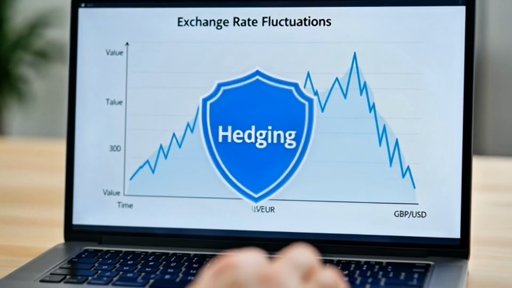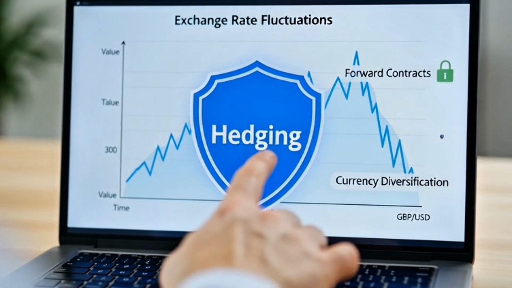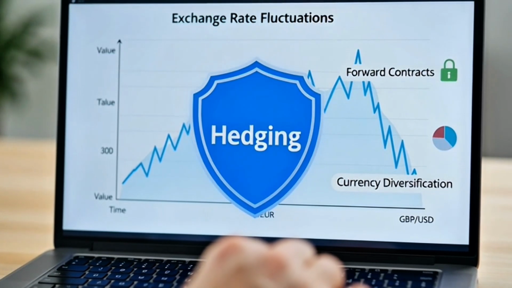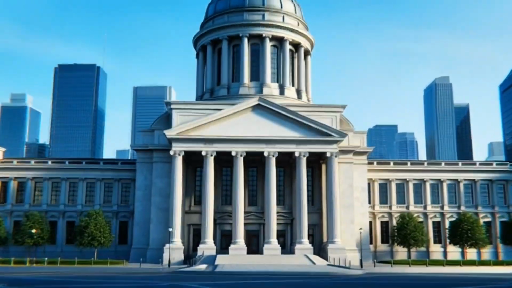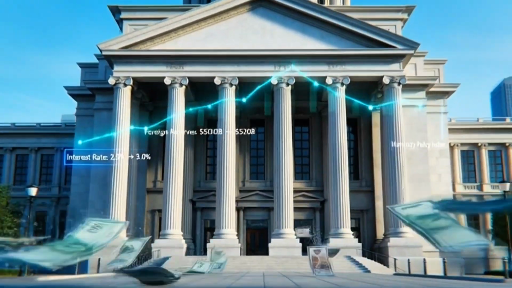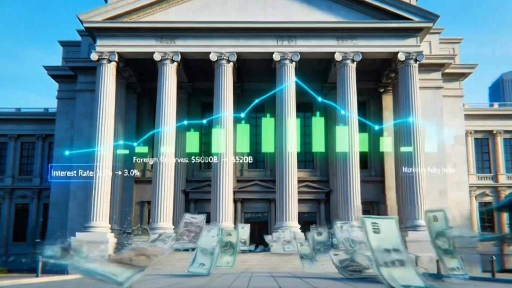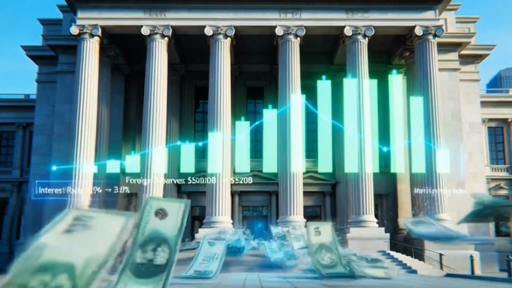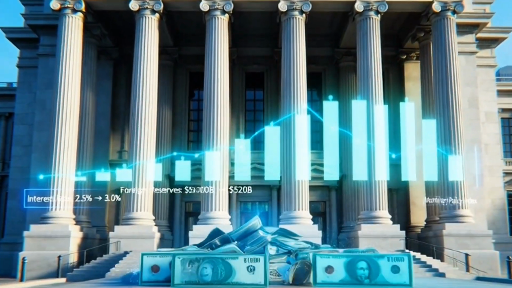Businesses involved in international trade face risks due to exchange rate fluctuations. To protect themselves, they use methods such as hedging, forward contracts, and currency diversification. Governments and central banks influence exchange rates through interest rates, foreign reserves, and monetary policies. Their goal is to maintain stability and protect trade competitiveness.